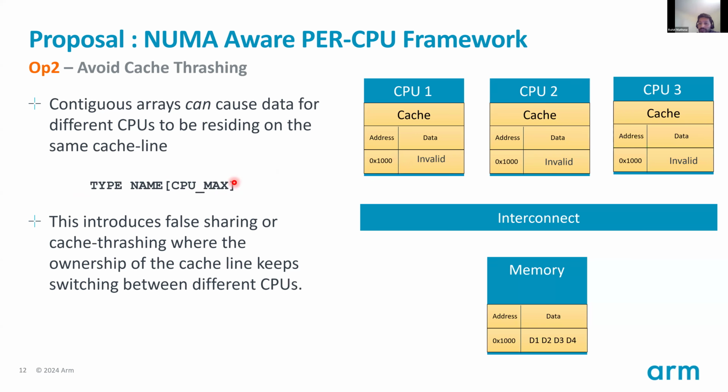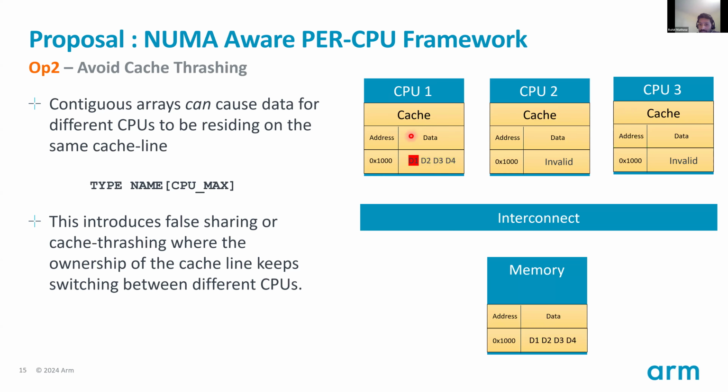So I have a small animation of what is happening. Assuming this is one cache line, D1, D2, D3, D4 is one cache line. And D1 is the per-CPU object for CPU1, D2 is the per-CPU object for CPU2, and D3 is the per-CPU object for CPU3. What would happen if all these CPUs would want to modify it sequentially? So to start off, CPU1 sends a request to the interconnect to fetch the cache line, and the interconnect sends it to memory. This is picked up in the local cache for CPU1.